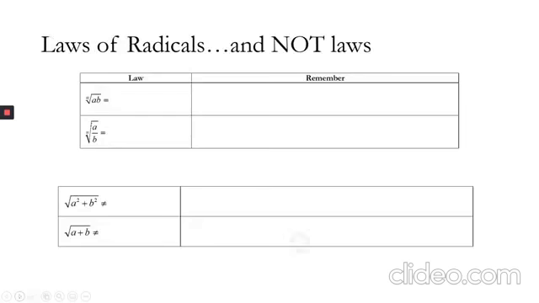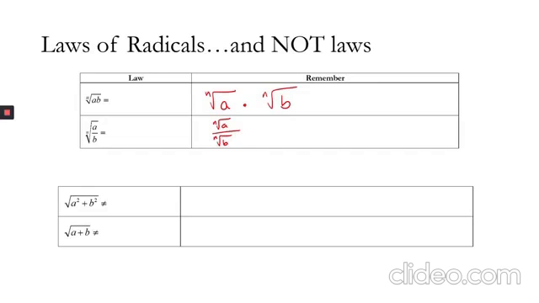Some laws that work. For this one, when you have a product as the radicand, basically we're going to try to break down factors by the nth roots, and we're going to do that quite a bit here in a minute. Down here with our quotients, basically the root can just get applied to both the numerator and the denominator.